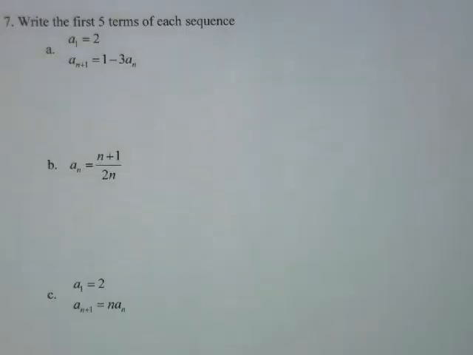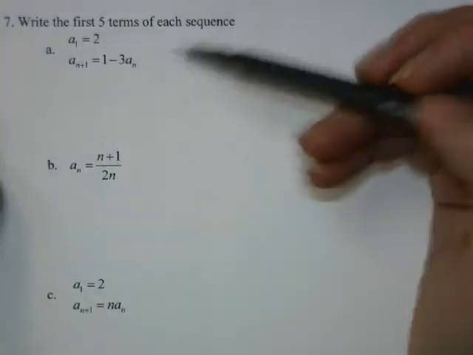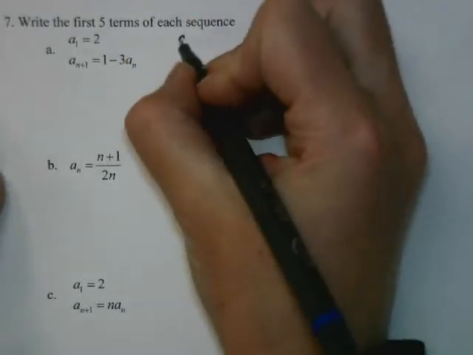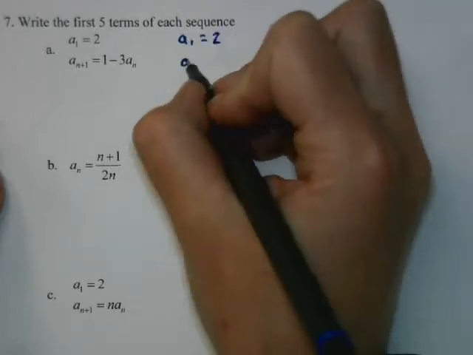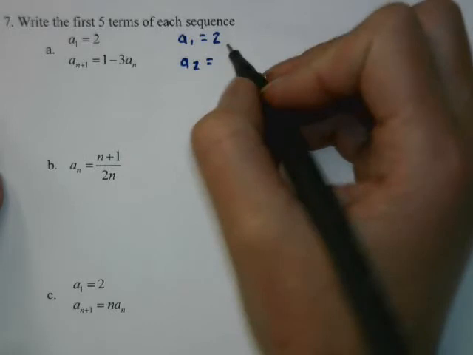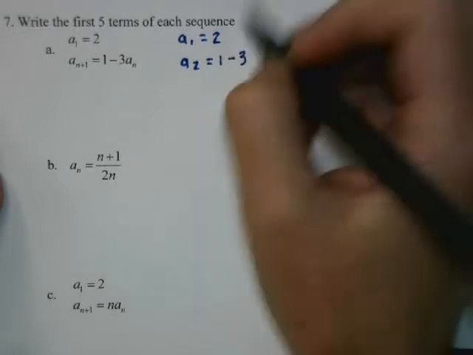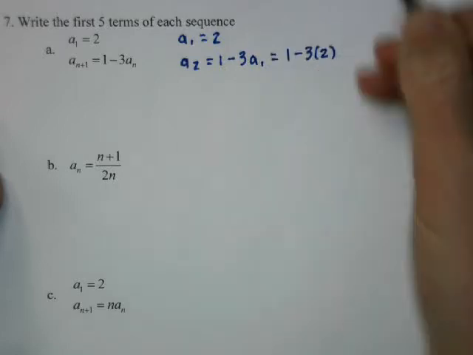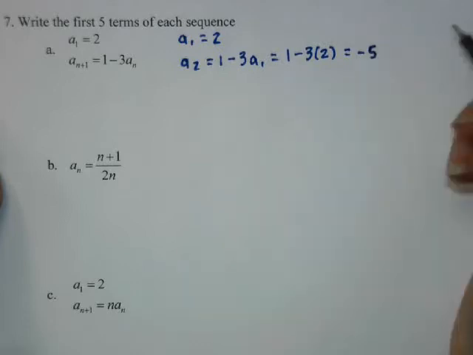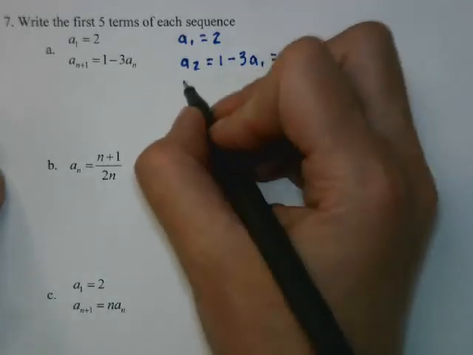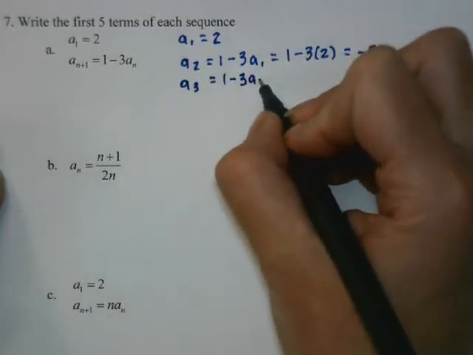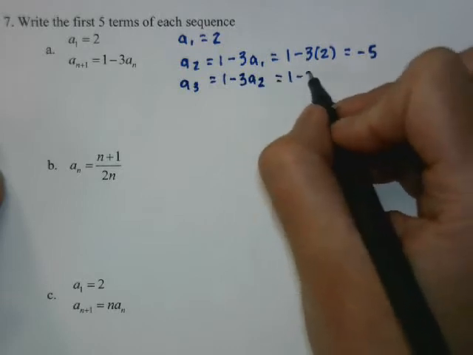All right, so we're going to write the first 5 terms of a sequence. So this one's going to be a recursive formula because it's in terms of the terms, not the term number. So here, A1 is just going to be 2. A2 is going to be 1 minus 3 times A1. So that's 1 minus 3 times 2, which is going to be negative 5. A3 is going to be 1 minus 3 times A2, which is going to be 1 minus 3 times negative 5.